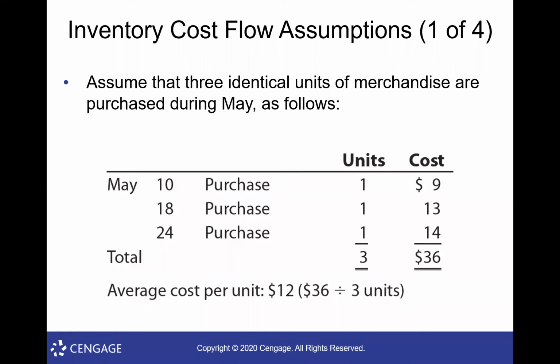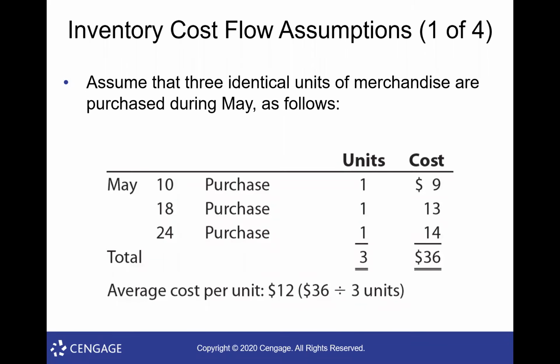So let's walk through these three cost flow assumptions. It says, assume that 3 identical units of merchandise are purchased during May as follows. May 10th, we purchased 1 unit for $9. On May 18th, we purchased another unit for $13. On May 24th, we purchased another unit for $14. They're identical in the sense that they're going to sell to the customer, and they're the same thing to the customer. Okay, so our total cost was $36, and our total units was 3.